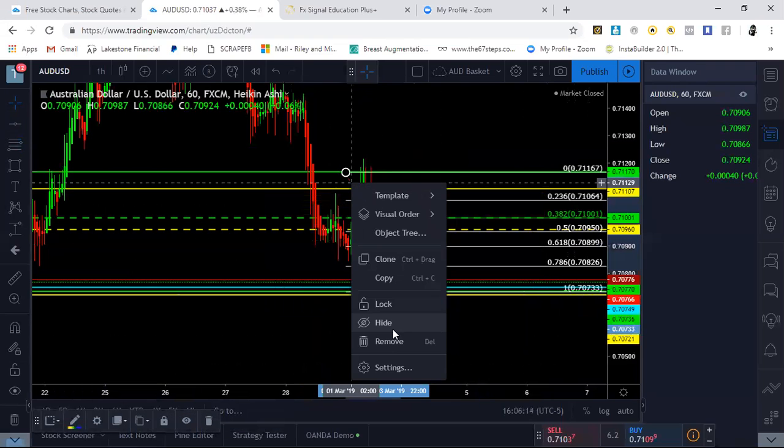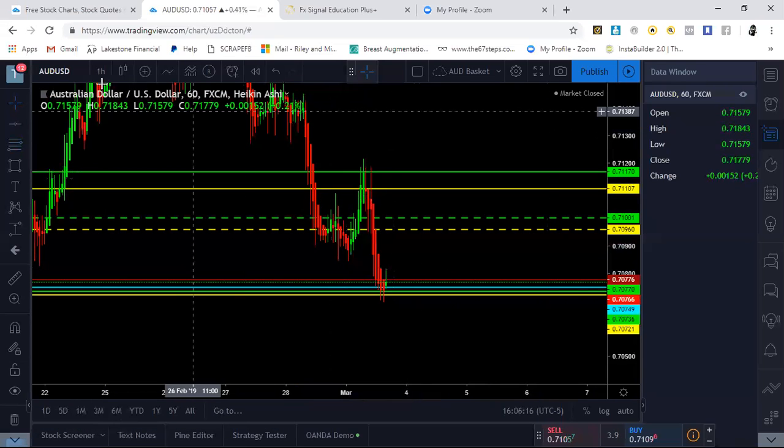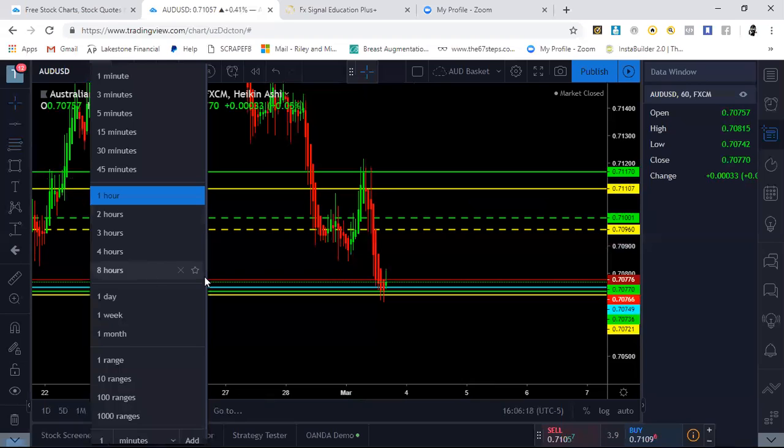Delete your fib. Okay. We do not put fibs on the 4 hours. You'll see later on why. Guys, this is just the basic overview so you can see what's to come in the future. Yeah. So let's go to the daily.